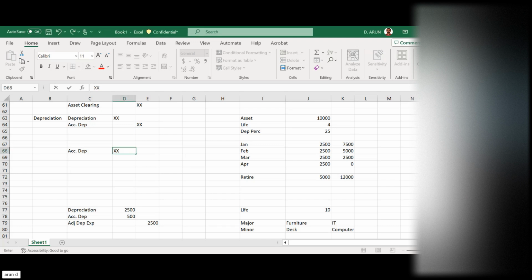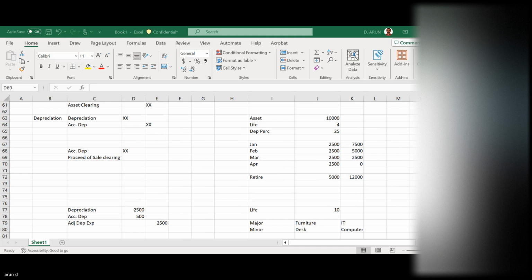Now the second debit item that I will have is proceeds of sale clearing. The proceeds of sale we will have at this level. And then the credit item, which is the gain or loss calculation. The proceeds of sale is nothing but your actual sales price. And then we have the cost of removal.